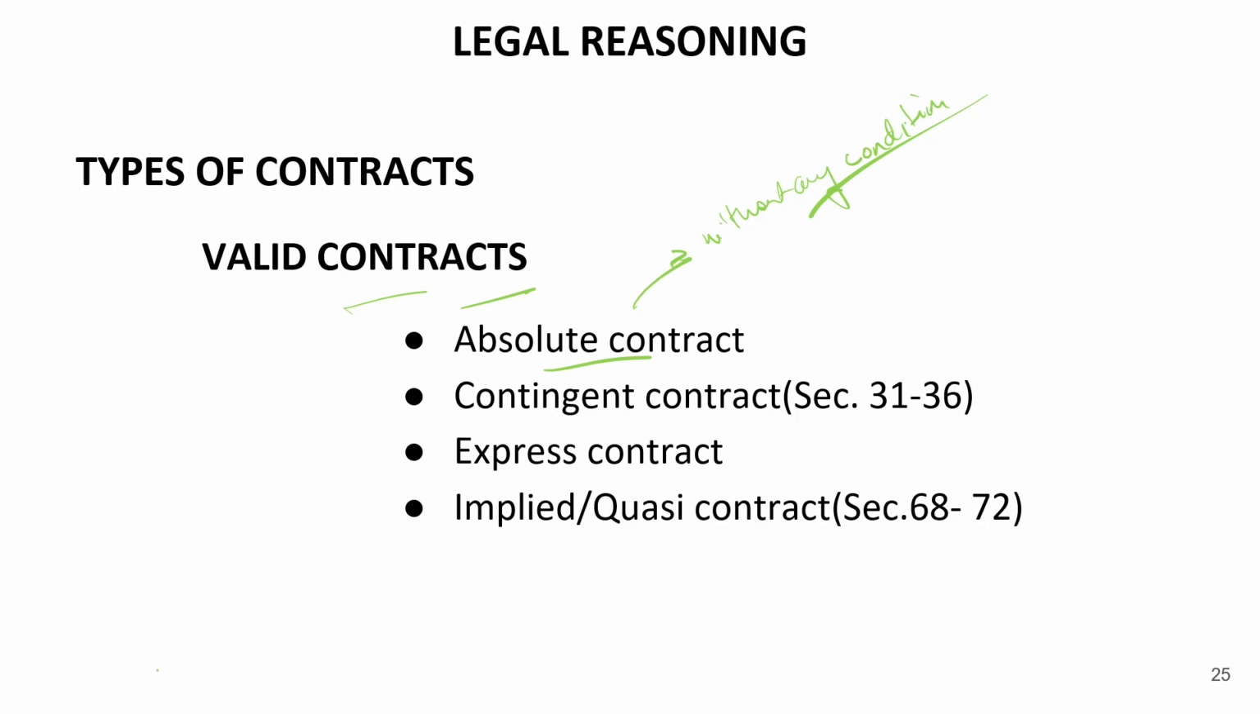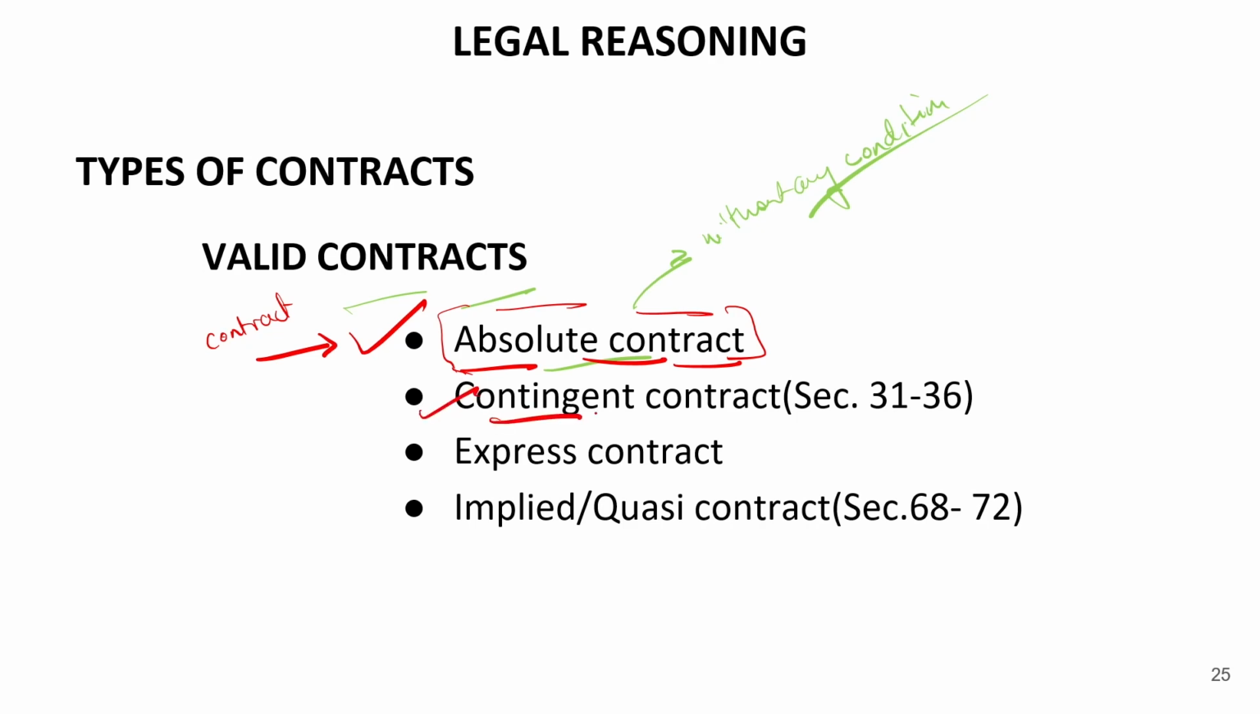And this is perhaps the purest form of contract. Everybody should ensure that their contract is absolute, so that it becomes very much enforceable in a court of law, and if there is any dispute, it can also be resolved very easily.